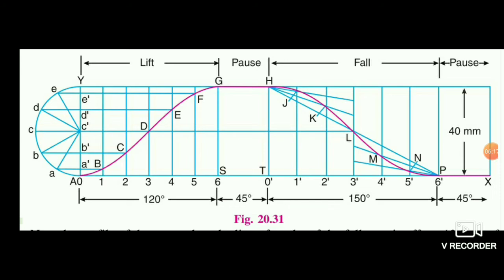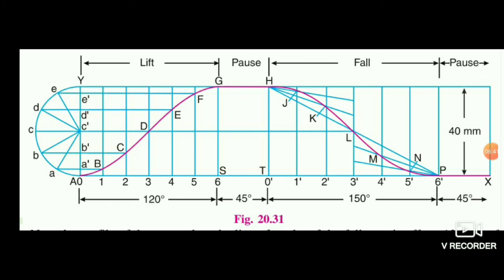Then from there you can draw the horizontal lines, horizontal to AX. So different horizontal lines like this. So you can see where A is meeting with 1 will be B, 2 meeting with B will be C, then 3 meeting with small c will be capital D, 4 with D will be E, so on, like that.